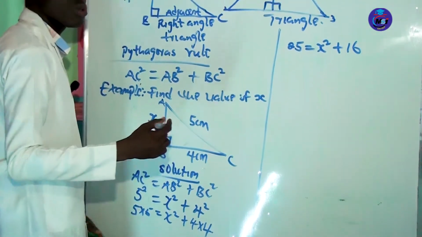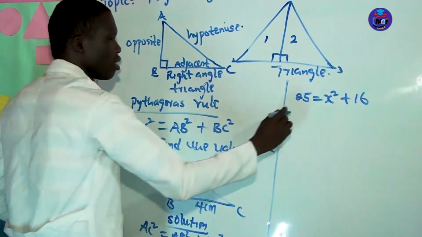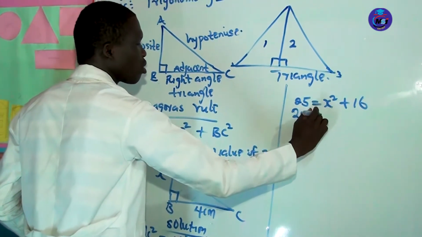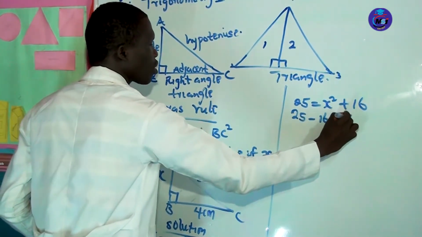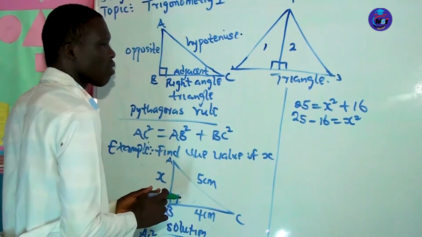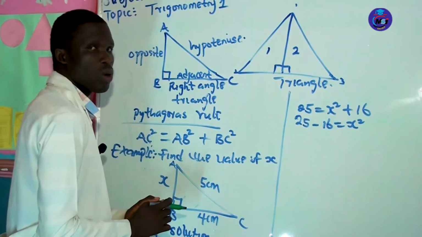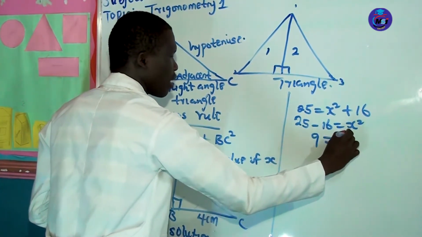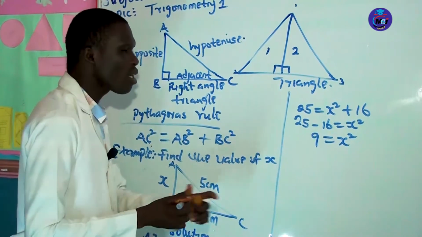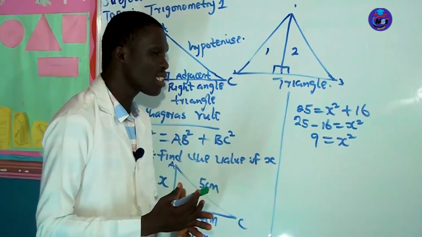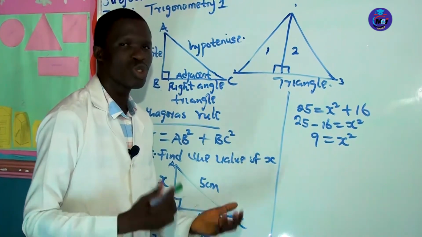Now what are we going to do? We are going to collect like terms. So this will give us 25. When this one crosses to this side, it turns to minus 16 equals x square. So 25 minus 16, what are we going to have? We are going to have 9. So x square equals 9. Now we are looking for x. When you see a question like this, the next thing that will come to your mind is square root.